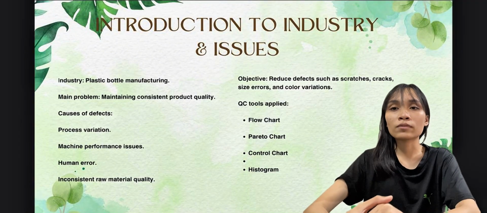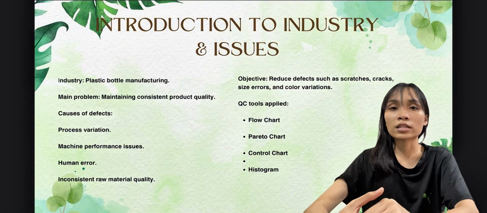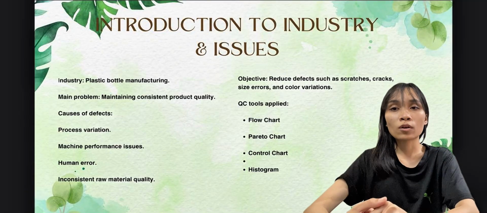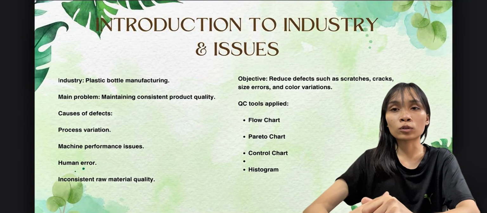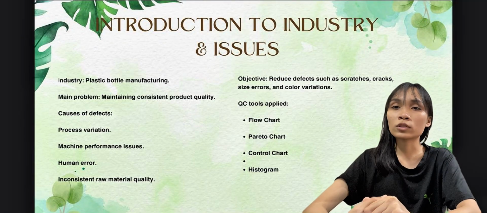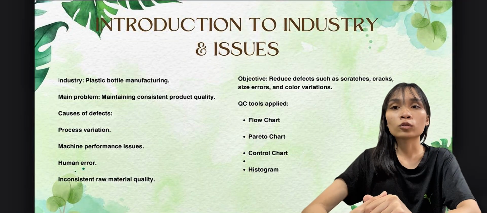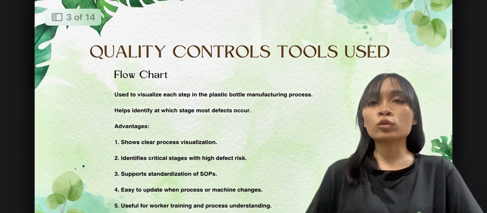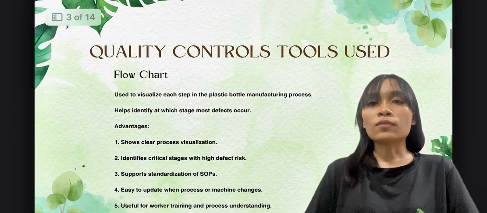Next, our objective is to reduce defects such as scratches, cracks, size errors, and color variation. To solve this, we use quality control tools like the flowchart, Pareto chart, control chart, and histogram to monitor and improve production quality. Next, I will explain one of the quality control tools used, which is the flowchart.